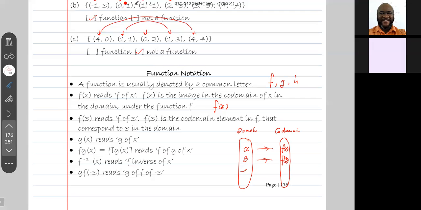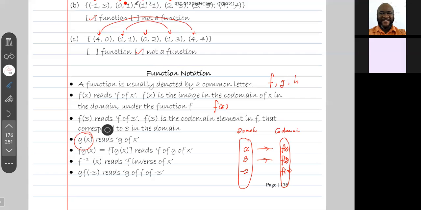If you have -2 here, over here you would have f of -2. So the values over the codomain are f of something. If it is mapped to 3, the value in the codomain would be f of 3. If it's mapped to -2, the value in the codomain would be f of -2. Now, if you see this, you read that as f of 3. F of 3 is the codomain element in f that corresponds to 3 in the domain.